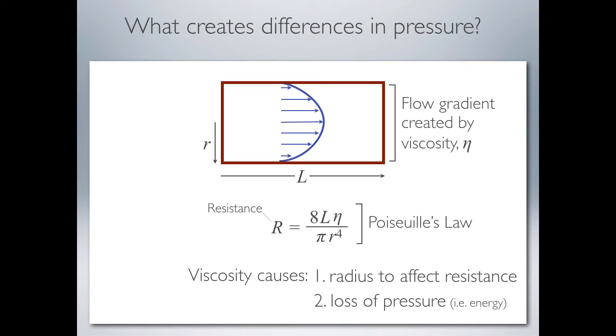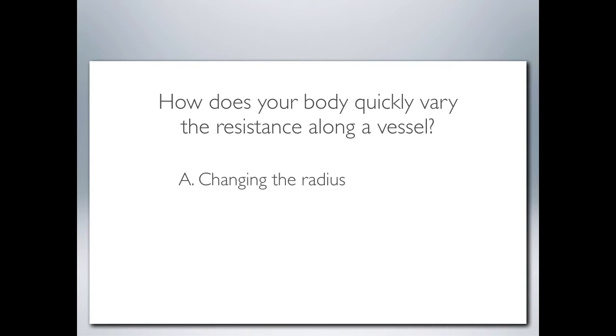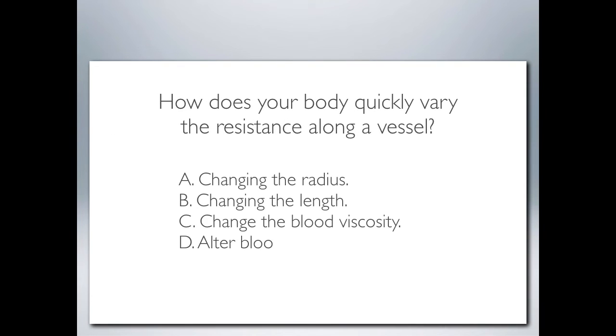Okay, so this is, again, created by the stickiness or the viscosity of the fluid. So here's a clicker question. How does your body quickly vary the resistance along a vessel? A, by changing its radius, B, by changing its length, C, by changing the blood viscosity, D, altering blood volume, or E, changing temperature.